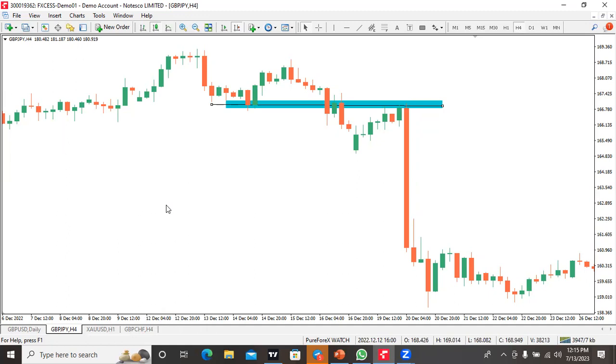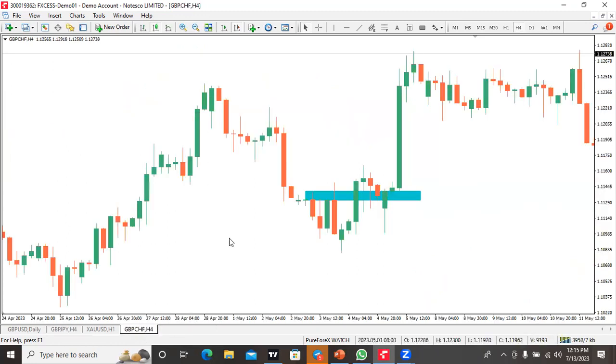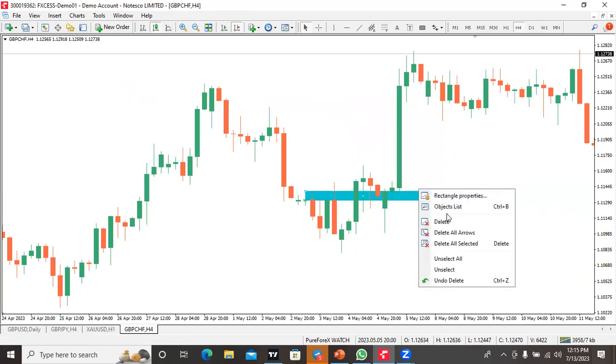This is the Chichanora concept, guys. It's tested and trusted, right? So let's look at one of the examples again. This is a GBP CHF. Oh, this is a different setup.